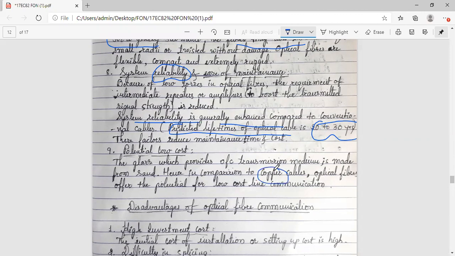Hence, in comparison with copper cables, in order to extract copper, lots of processing is required, which is very costly. For glass, no doubt, even to prepare glass you require processing. But the material needed to prepare glass, that is sand, is abundantly available as compared to copper. You just check the quantity of copper available in the form of raw material itself, how much is available in nature. Optical fibers offer potential for low cost line communication. So these are the 9 advantages which I have listed for optical fiber communication.